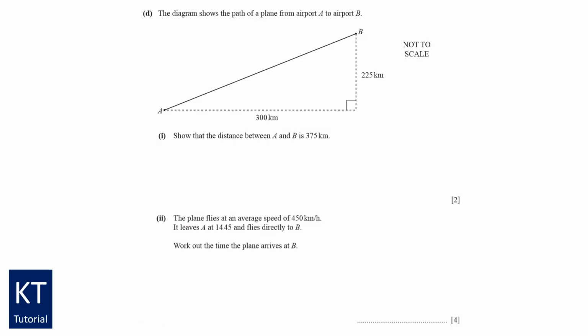Question 8d. The diagram shows the path of a plane from airport A to airport B. Show that the distance between A and B is 375 kilometers. You can show this using the Pythagoras formula.